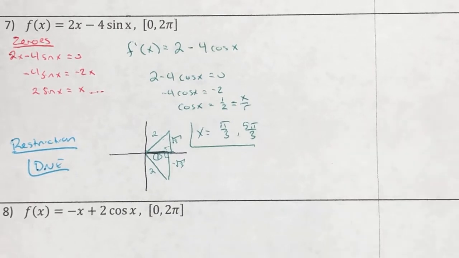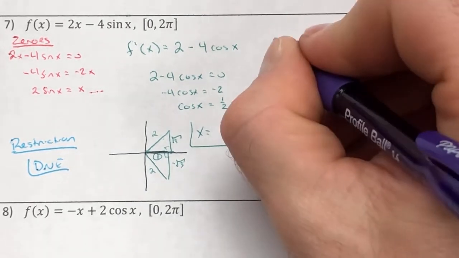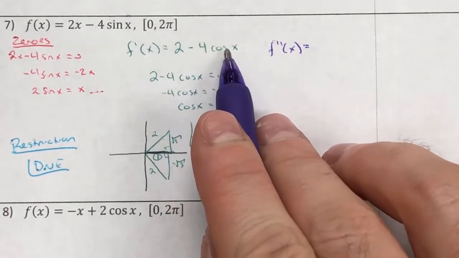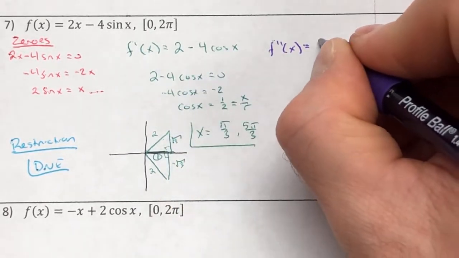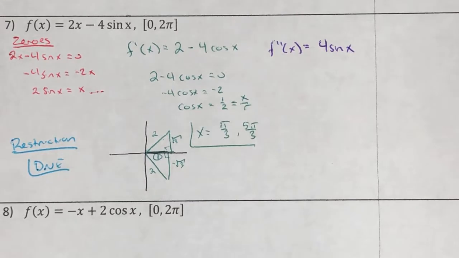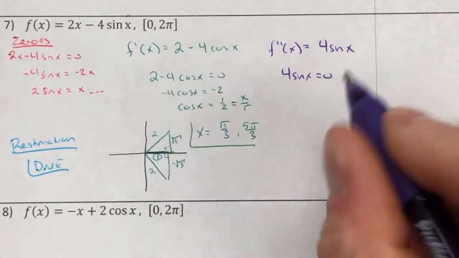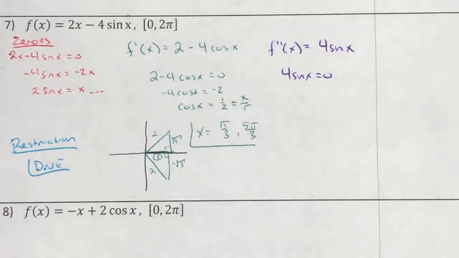And then I'm going to come over here and do my second derivative. So f double prime of x. Derivative of cosine is sine. It's going to change the sign, so 4 sine x. And if I say, when does 4 sine x equal 0? Again, this is going to bring me right back to my unit circle.